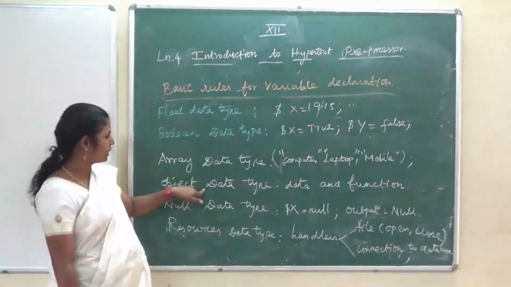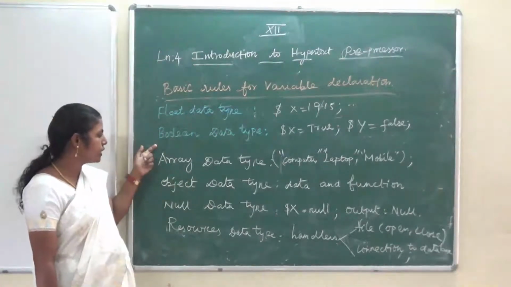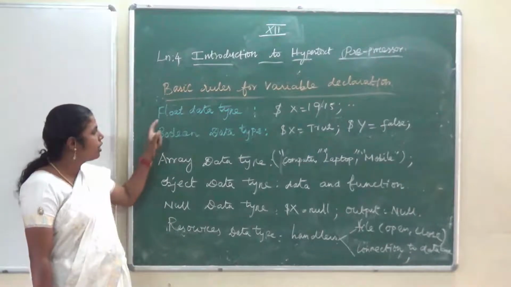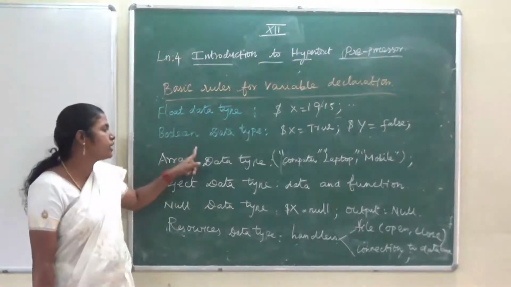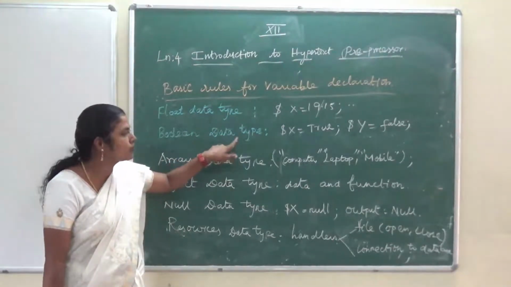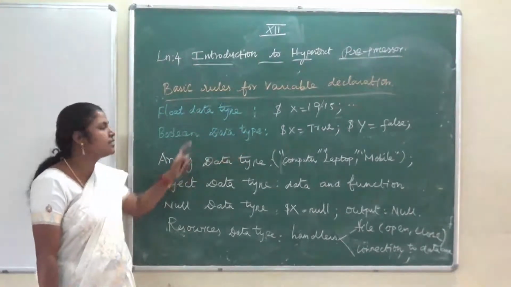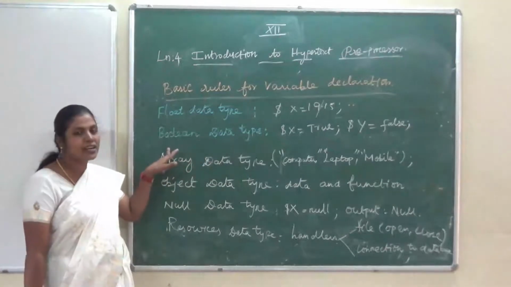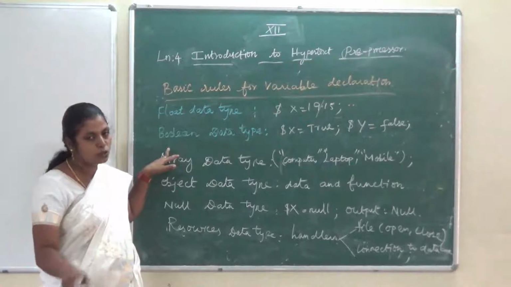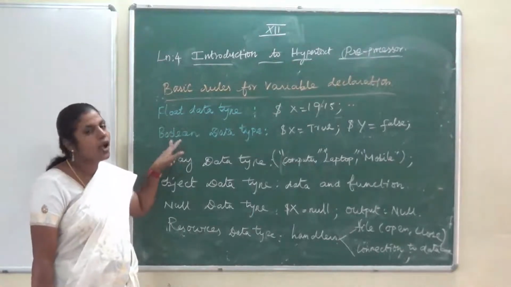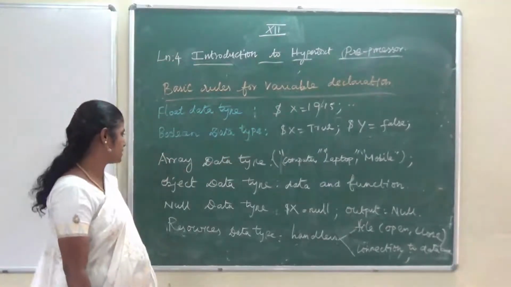Next, object data type, float data type, boolean data type, array data type. Float accepts fractional values in a program. Boolean data type: if the condition is true, then the answer is true; otherwise, the answer is false. Boolean data type can provide only a true or false answer. If the condition is true, it provides the true answer; otherwise, it provides the false answer.